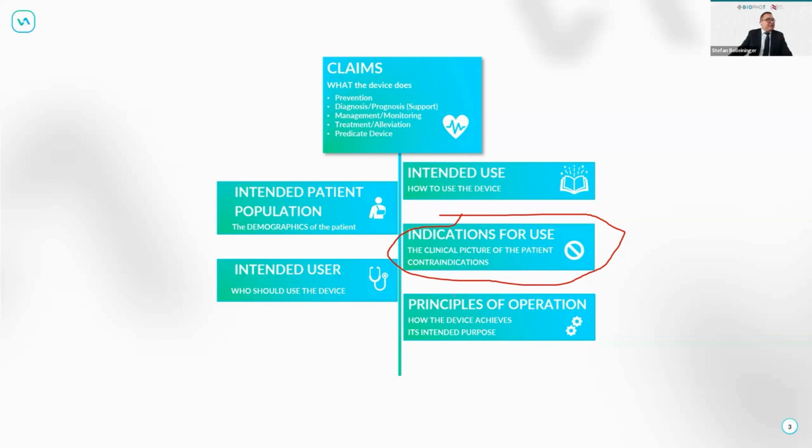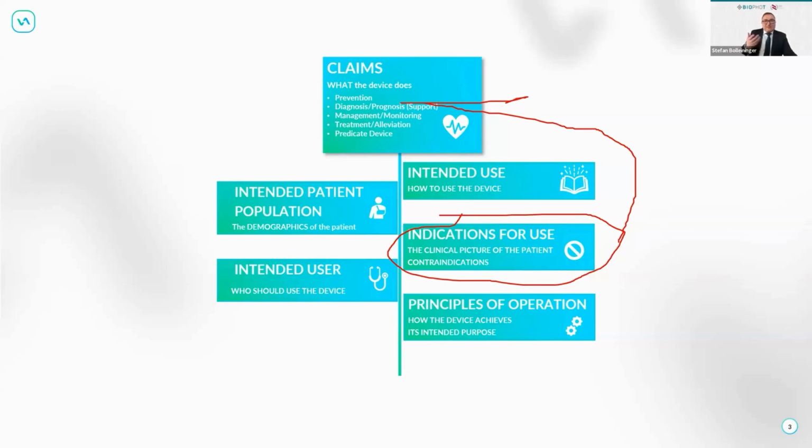The indications for use is the most important thing to decide medical device or not a medical device. And that goes directly into the point that you can create the claims out of it, and with that you go from the indications to the claims. That is the important step you need to look for and you need to decide.